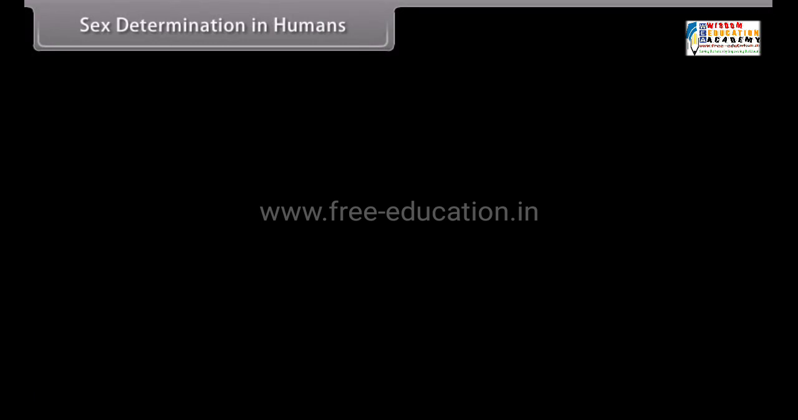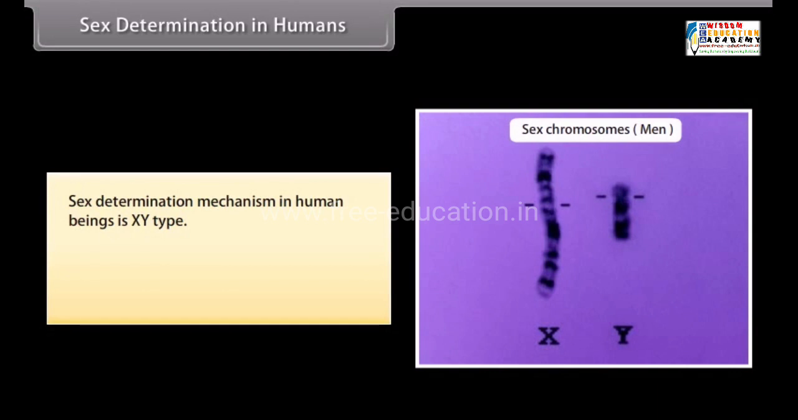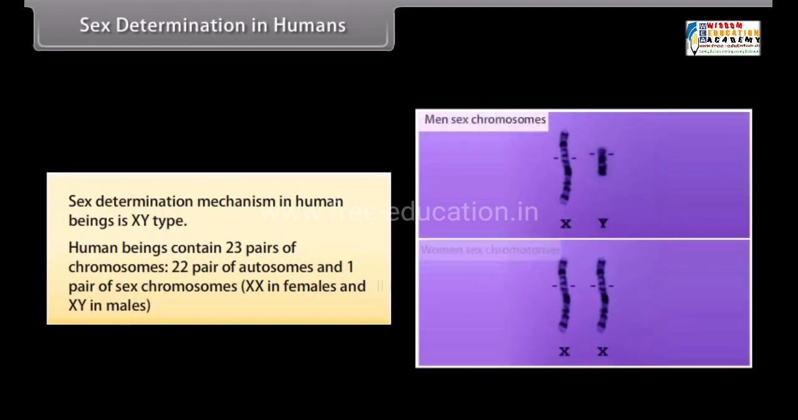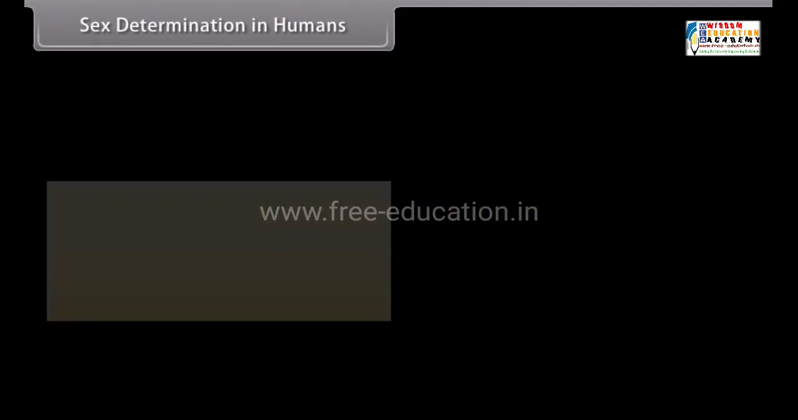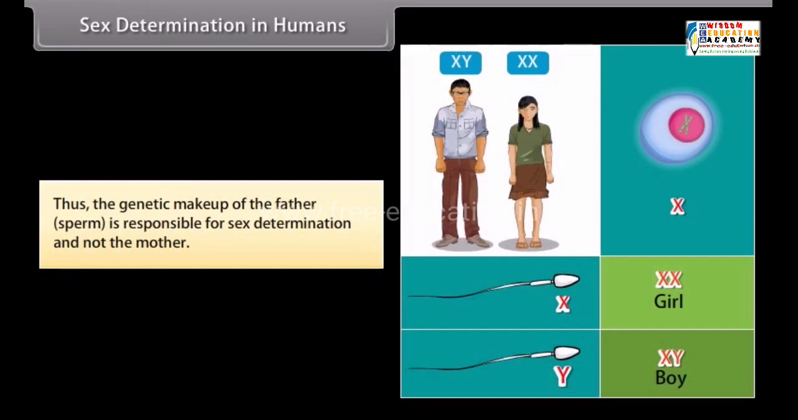Sex determination in humans. Sex determination mechanism in human beings is XY type. Human beings contain 23 pairs of chromosomes, 22 pairs of autosomes, and one pair of sex chromosomes, XX in females and XY in males. During fertilization of an ovum with sperm, two types of zygotes can be formed. Therefore, there is a 50% chance of birth of a male child XY or a female child XX. Thus, the genetic makeup of the father's sperm is responsible for sex determination and not the mother.